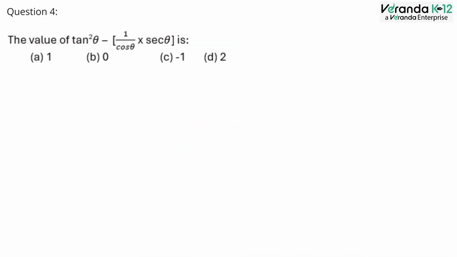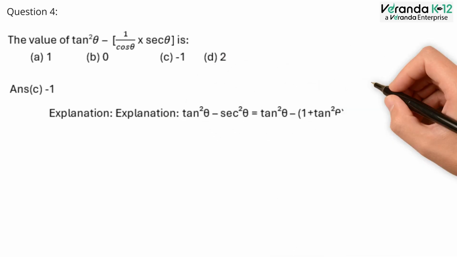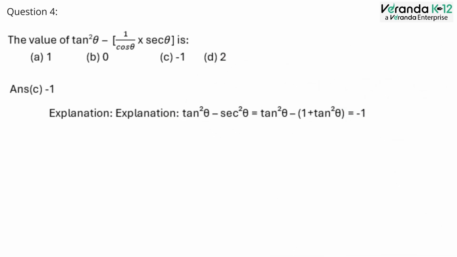So the next question is, we have to find the value of tan square theta minus 1 by cos theta into sec theta. Here we know that 1 by cos theta is sec theta. So the expression becomes tan square theta minus sec theta into sec theta becomes sec square theta. So at last we will get tan square theta minus sec square theta. This sum we can solve using different identities.